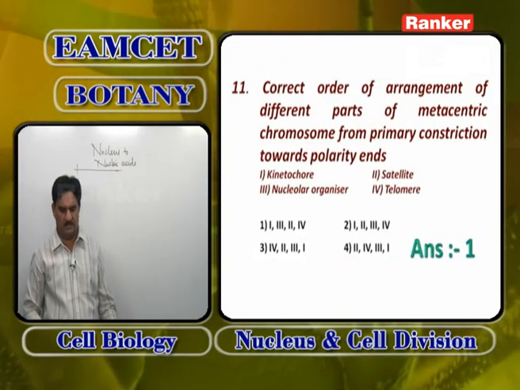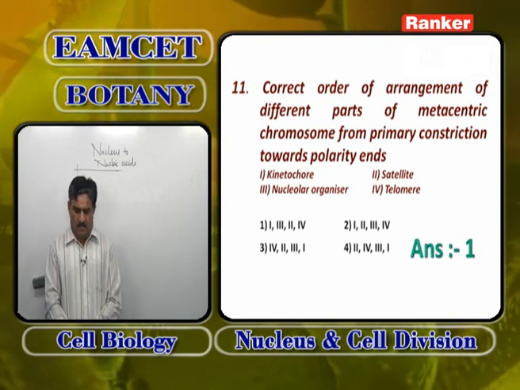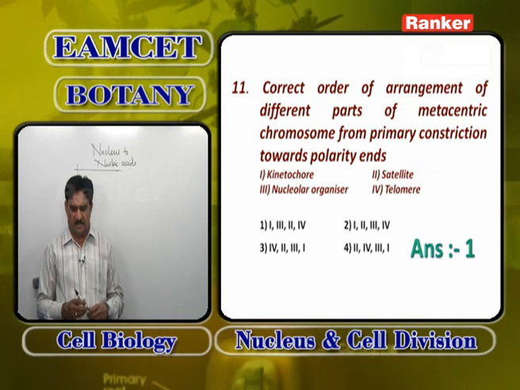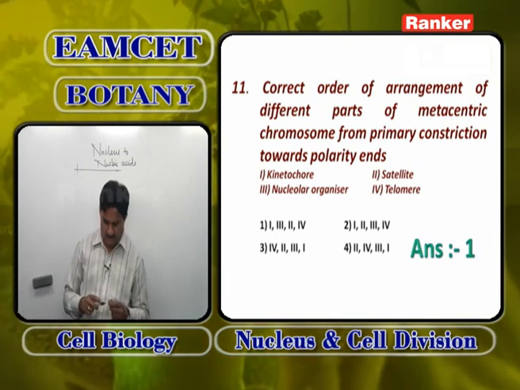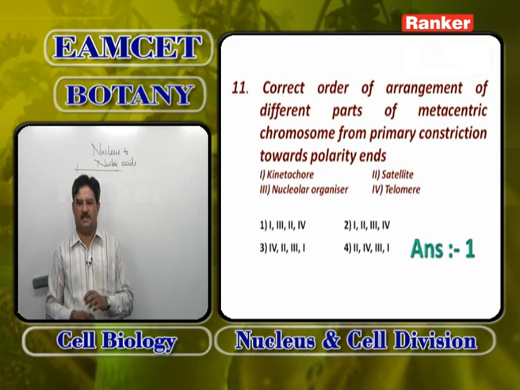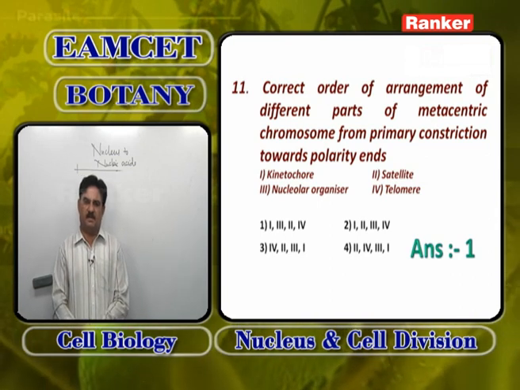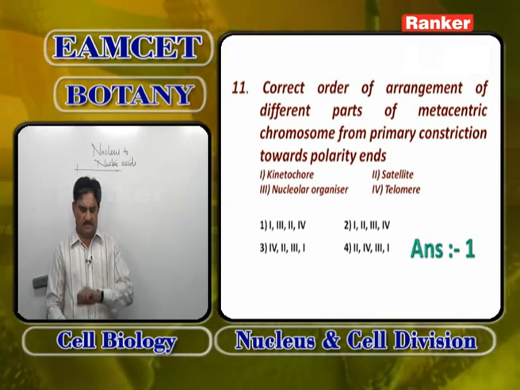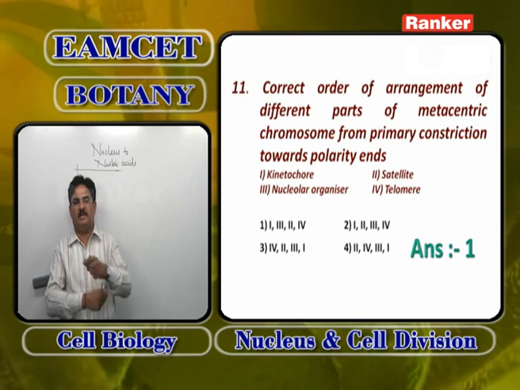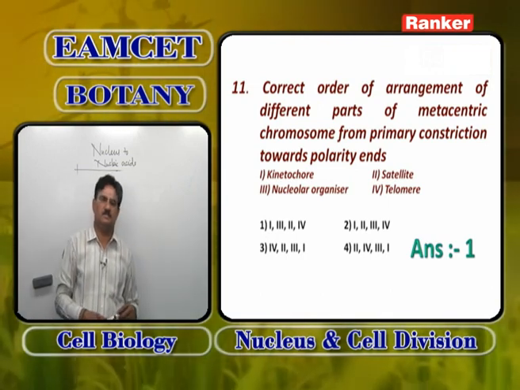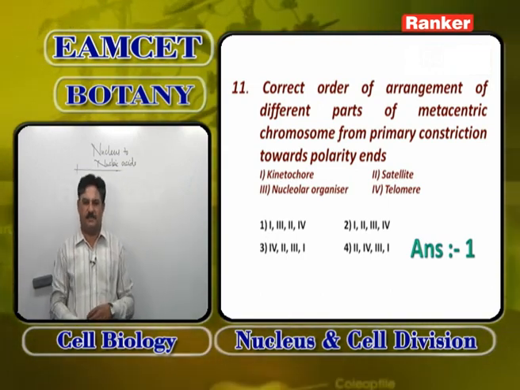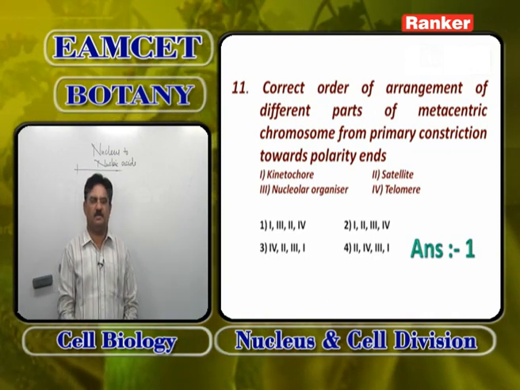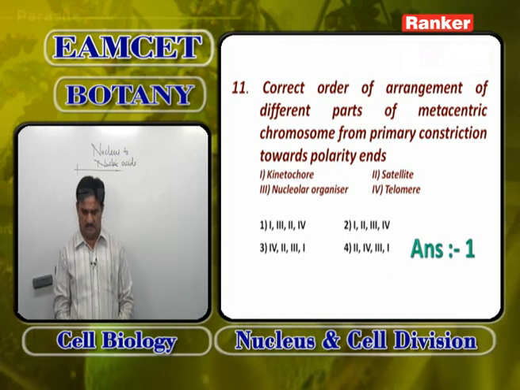Answer is 1. 1, 3, 2, 4. 1 is kinetochore. 3 is nucleolar organizer. Nucleolar organizer means secondary constriction. Then 2 is satellite, and last is telomere. What is telomere? The terminal end of a chromosome with polarity. Because of this polarity, chromosomal ends cannot fuse with each other. Polarity is clearly found in eukaryotic chromosomes. That's why eukaryotic chromosomes are rod shaped in nature. The polarity is not found in prokaryotic chromosomes. That's why prokaryotic chromosomes are circular in nature.